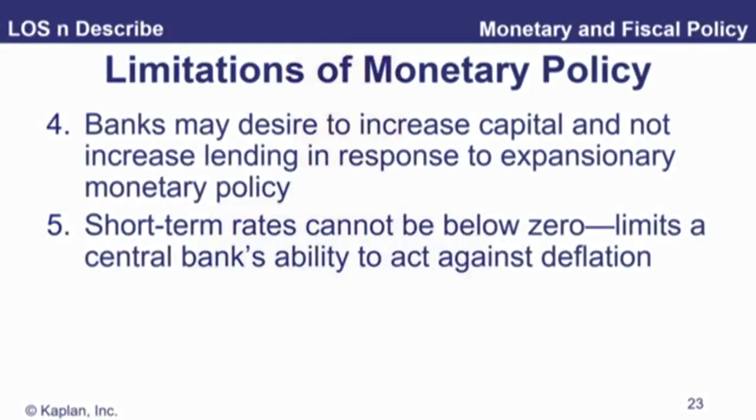And finally, short-term rates cannot be below 0. Obviously, out there in the real world, you start to see negative rates over the last 5 or 6 years. But from the central bank's point of view, they can bring that policy rate down to 0. Beyond that, they don't really have any more effective monetary policy. So that limits their ability to act against deflation, dropping prices. As we said, everybody in the world hates deflation.